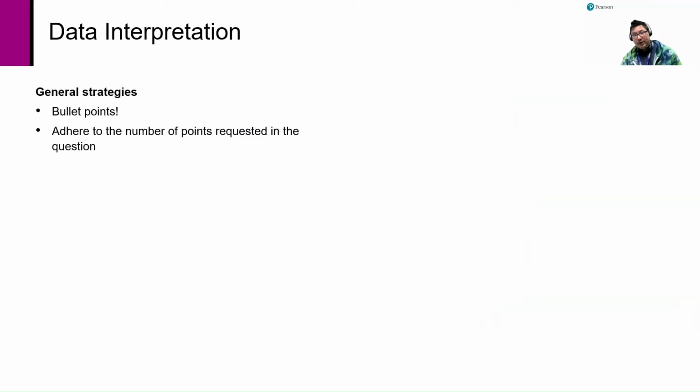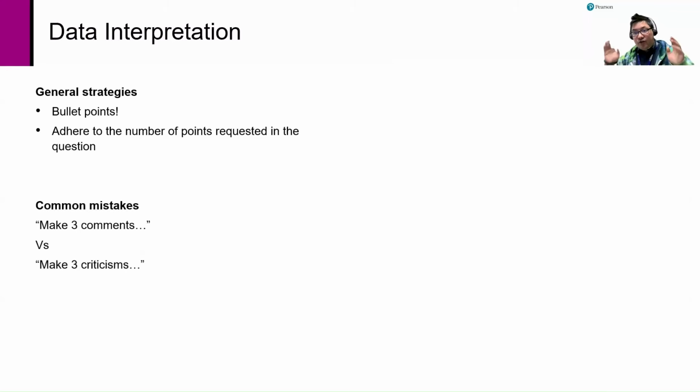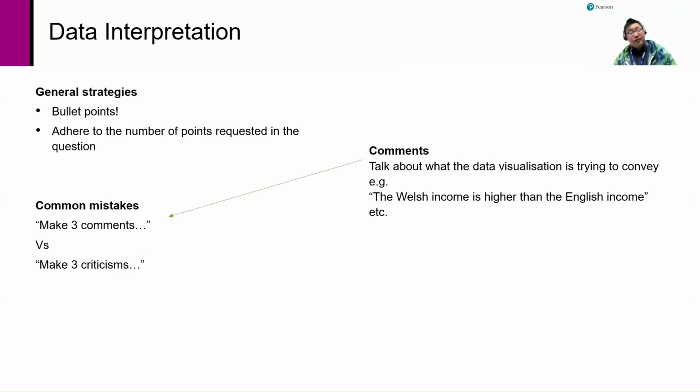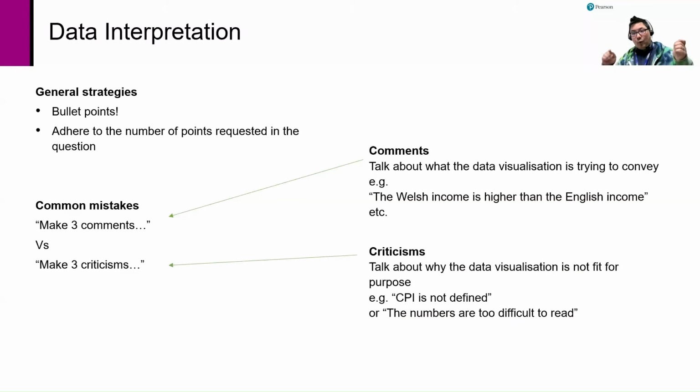Right, data interpretation, a very small one here. Again, bullet points, adhere to the number of points requested in the question. Just one small warning here, common mistakes. Sometimes the question says, make 3 comments. Sometimes it says, make 3 criticisms. Now, if it's comments, then you have to talk about what the data is actually saying. So look at the graph, say to the examiner, what is the graph trying to tell you? If it was criticisms, that's saying what is not good about the graph. Why is the graph not appropriate to display the data? So, for example, CPI is not defined. The numbers are too difficult to read. And what we found in the past is that students who are asked to make 3 comments sometimes give criticisms, and that's not what the examiner is looking for. So comments should be talking about the data in the graph. Criticisms is talking about why the graph isn't that good. Okay, that's data interpretation.